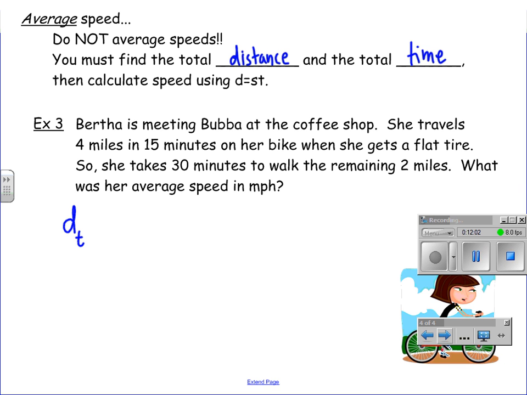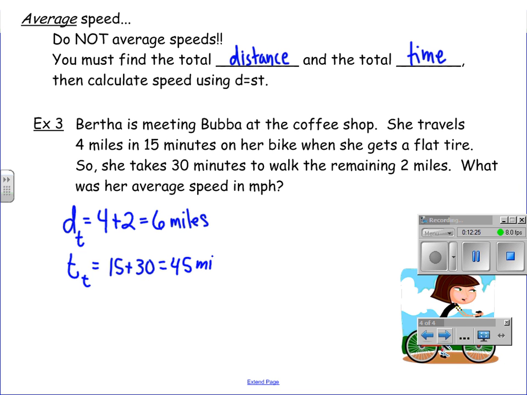Remember doing the D sub T. So all together, Bertha went 6 miles. And we want to find what else? What else do we have to get? Connor, total time. Okay, so Connor added 15 plus 30, we got 45 minutes.